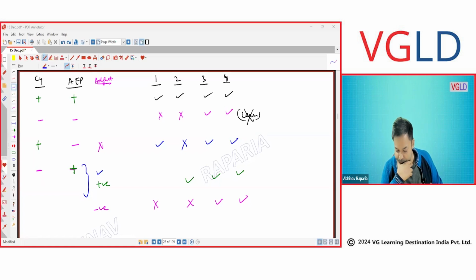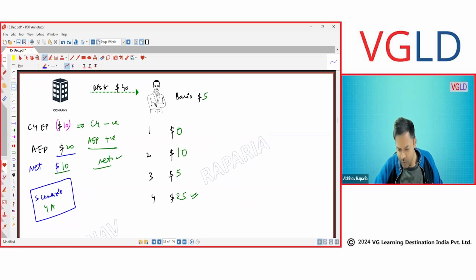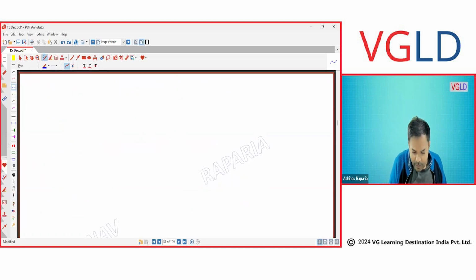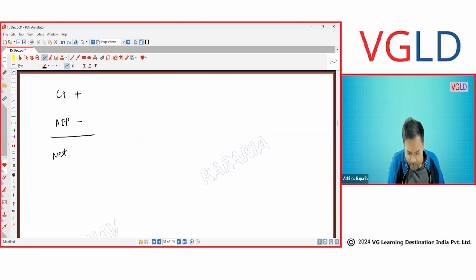Should I move? Question is, why are we doing that? I don't understand. When current year is positive, but accumulated is negative, are you netting them off? No. But here it is negative, here it is positive. Are we netting off? We are netting them off. Why such a double standard?